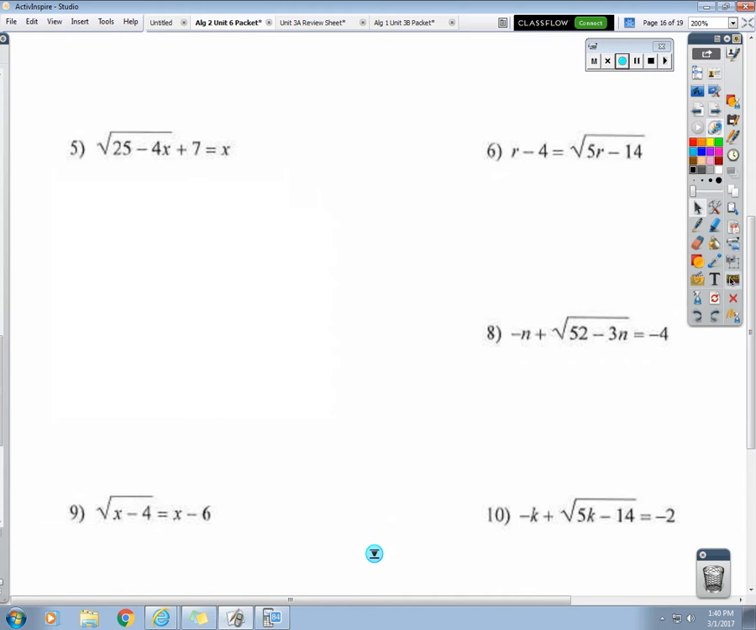Look at this one. It's a little bit different. What do you think I need to do first? Right. That 7 is not trapped up under the square root sign, so we can go ahead and move it by subtracting it. And so now we have the square root of 25 minus 4x on the left, and on the right we have x minus 7. And now it looks like the problems we've been working. So what should I do first?